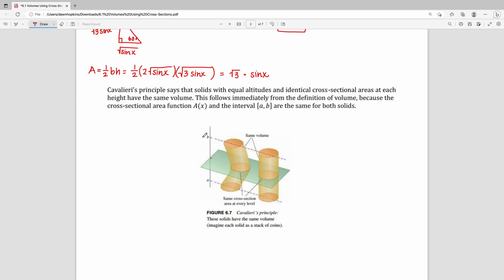And then one last thing here before we move on to the next method. There's something called Cavalieri's principle, and it says that solids with equal altitudes, so equal heights, and identical cross-sectional areas at each height, have the same volume, even if one appears to be bent or curved. And you could think of it as a stack of coins. If you stacked up 10 quarters and you put a little curve or a bend in your stack of quarters, the ultimate volume does not change.